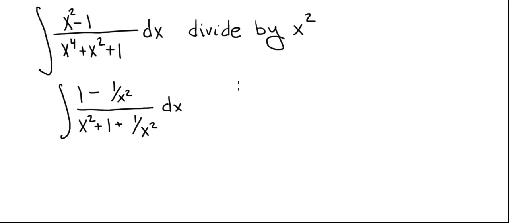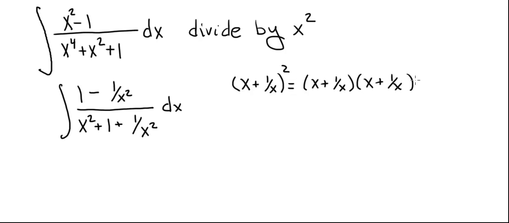How do we do that? Well, notice that when I take x plus 1 over x and square it, that is multiplying x plus 1 over x by itself, x plus 1 over x. So let's go ahead and expand this. X times x is x squared. X times 1 over x is 1. 1 over x times x is also 1. 1 over x times 1 over x is 1 over x squared. So this is equal to x squared plus 2 plus 1 divided by x squared.